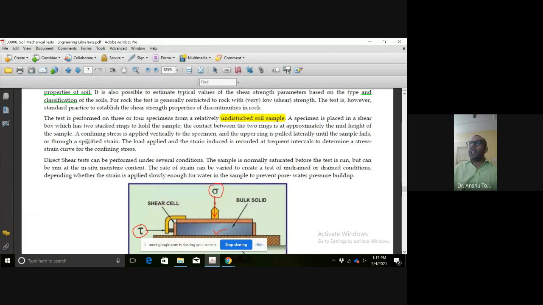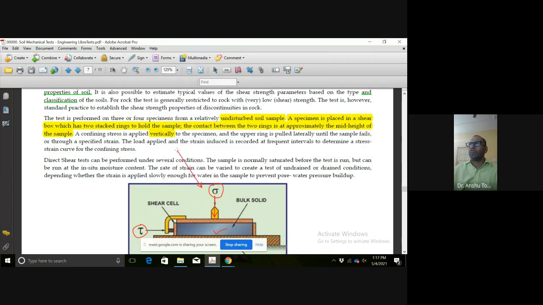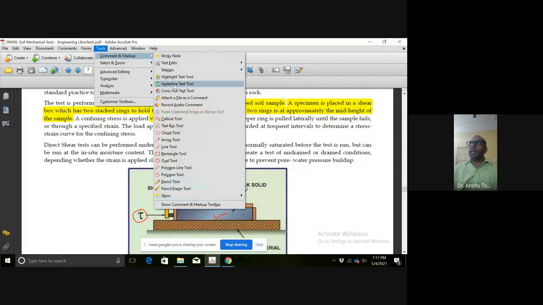A specimen is placed in a shear box. This is the shear box. Confining stress is applied vertically. So this is the confining stress which is applied. And the upper ring is pulled laterally until the sample fails. Through a specified strain, the load applied and the strain induced is recorded. So we can evaluate both the things.